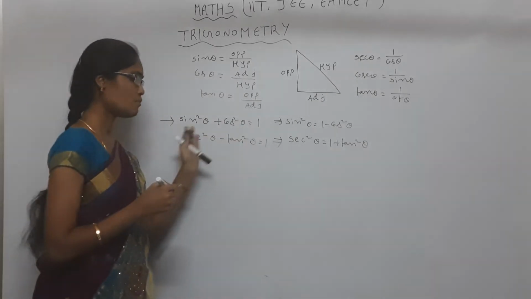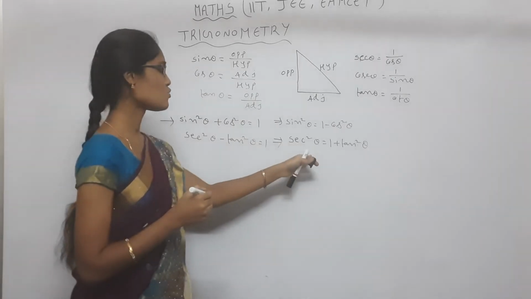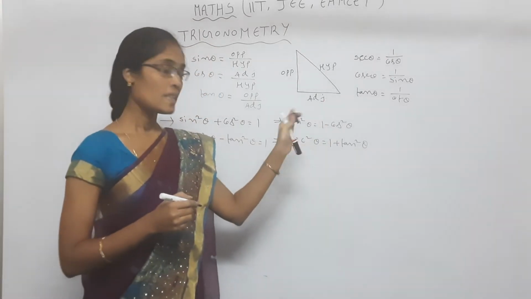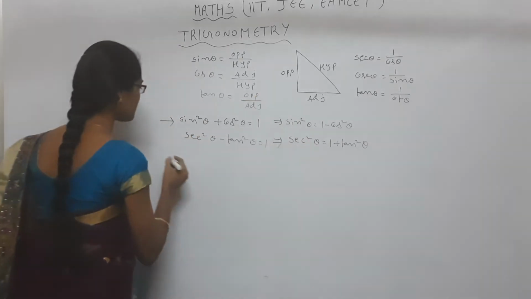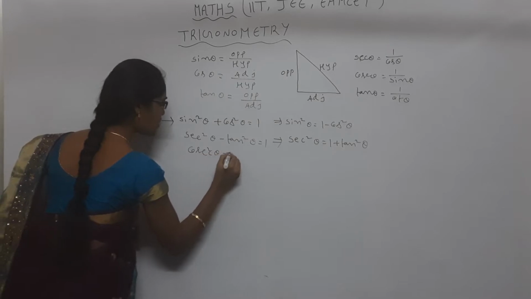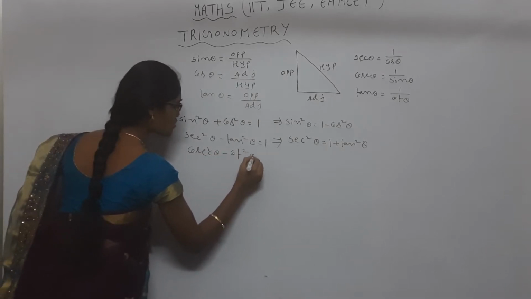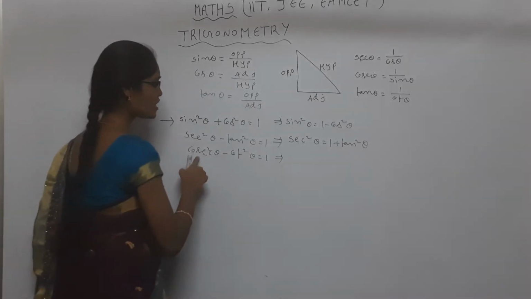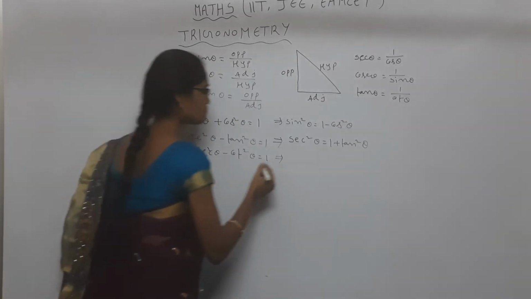Okay, so this is the basic. From this you can write secant square theta is equal to 1 plus tan square theta, and tan square theta is equal to secant square theta minus 1. Next, the third one is cosecant square theta minus cot square theta is equal to 1. From this, cosecant square theta is equal to 1 plus cot square theta.